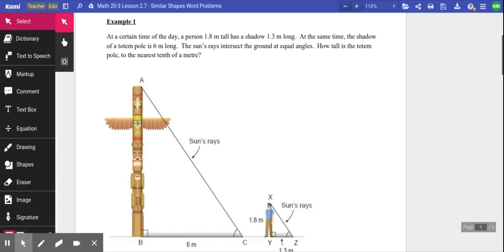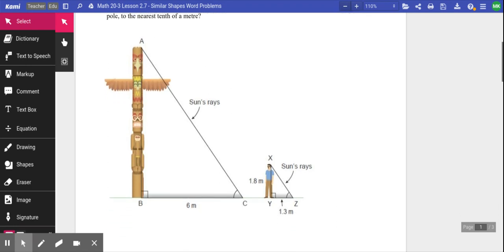Thank you. It says at a certain time of day, a person 1.8 meters tall has a shadow of 1.3 meters. At the same time, the shadow of a totem pole is 6 meters long. The sun's rays intersect the ground at an equal angle. How tall is the totem pole to the nearest tenth of a meter?